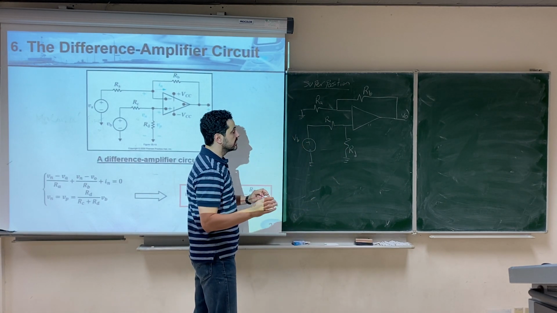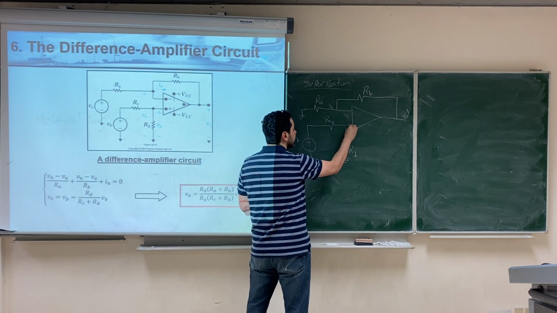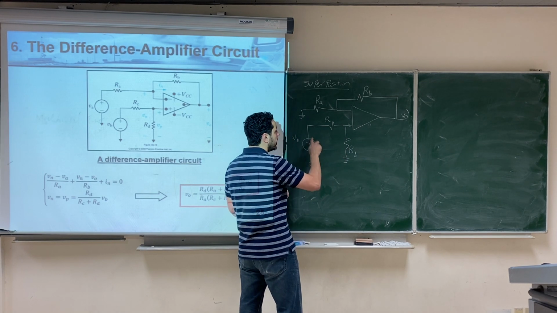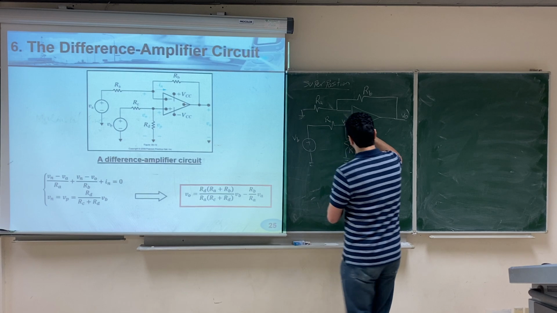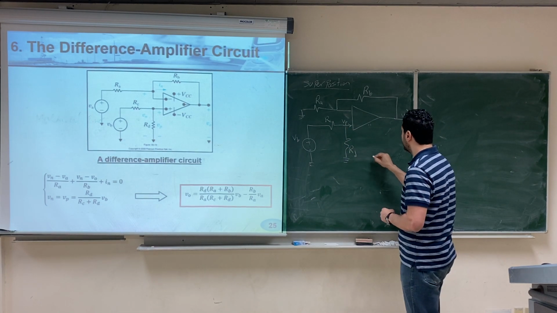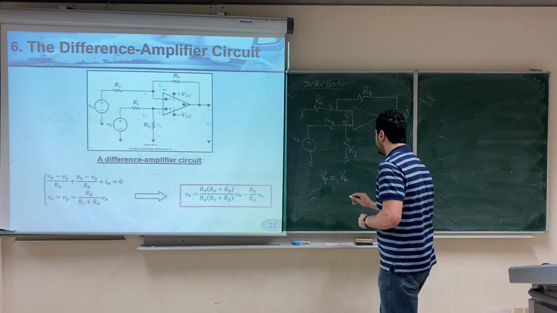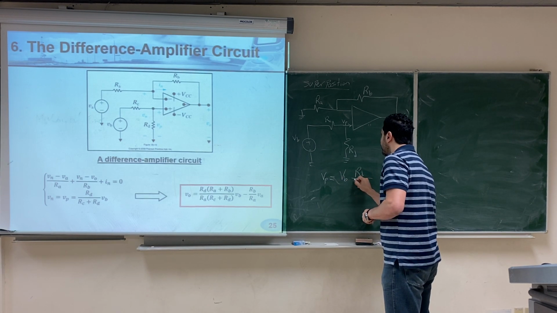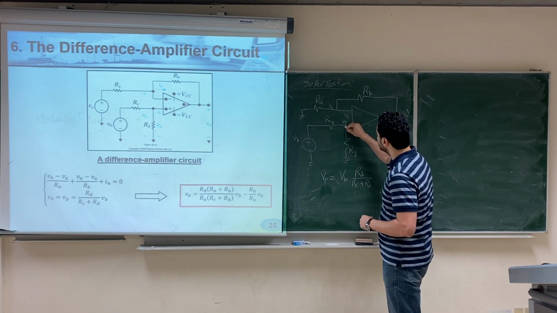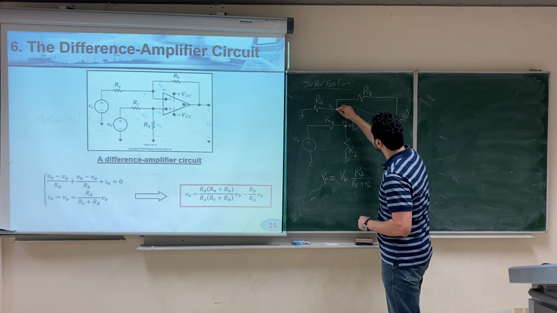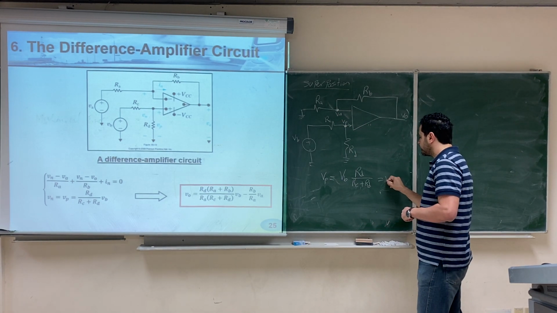Similar to the example that we solved in the previous video, there is no current here. The current here is 0. So we can use voltage divider. We can calculate the voltage VP. The voltage VP across the resistor here will be VP equals VB multiplied by RD over RC plus RD. And this voltage VP is the same as Vn, right? So Vn is the same.